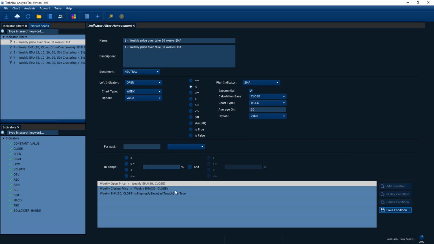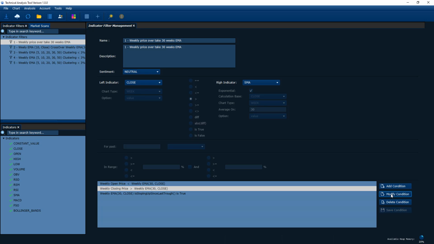Okay. Second condition is this week's closing price stays above the 30 weeks EMA. So this condition means we're looking for a share price that is jumping from below the 30 weeks EMA to above the 30 weeks EMA. So this is a turning point, because this week is jumping from below the 30 weeks EMA to above the 30 weeks EMA. All right. We also have one more condition here.